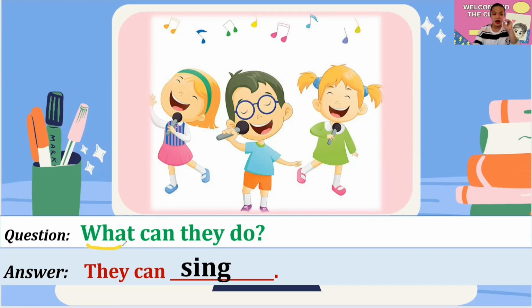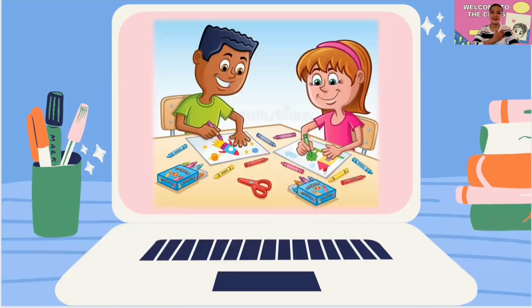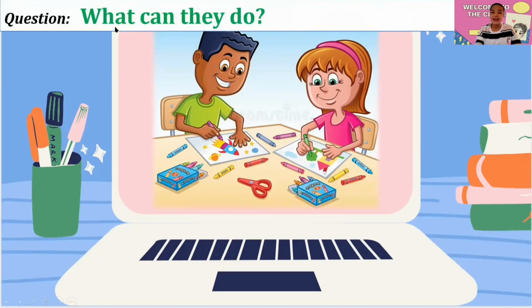Let's begin here. What can they do? They can sing. All right. Now, I want you guys to read it by yourself. Very good. Now let's move on to our last picture. So our last picture will be this one. How many kids do you see? All right, 2 kids, the girl and the boy. What can they do? Well, the answer will be, what do you think?